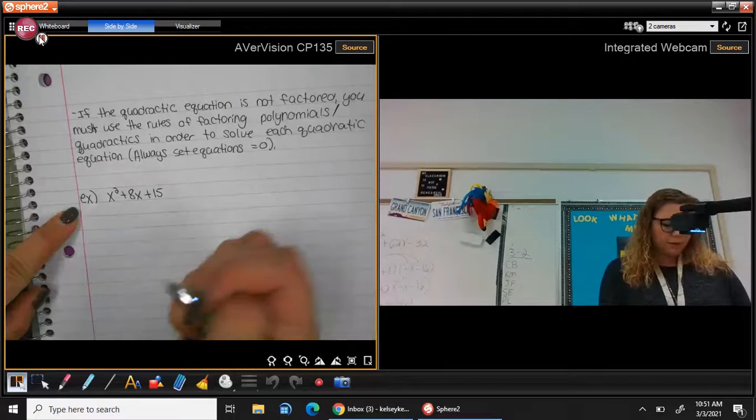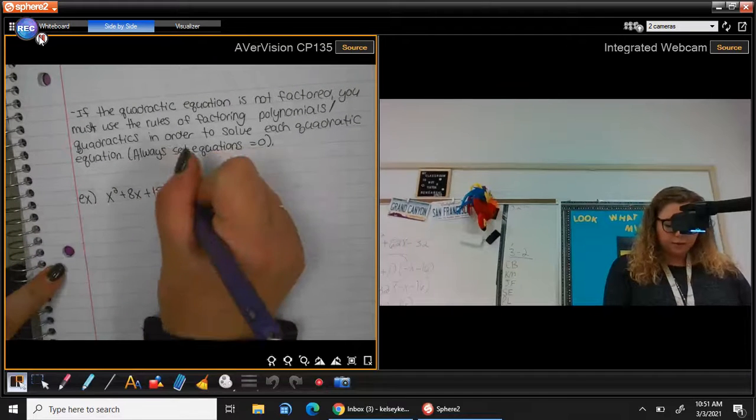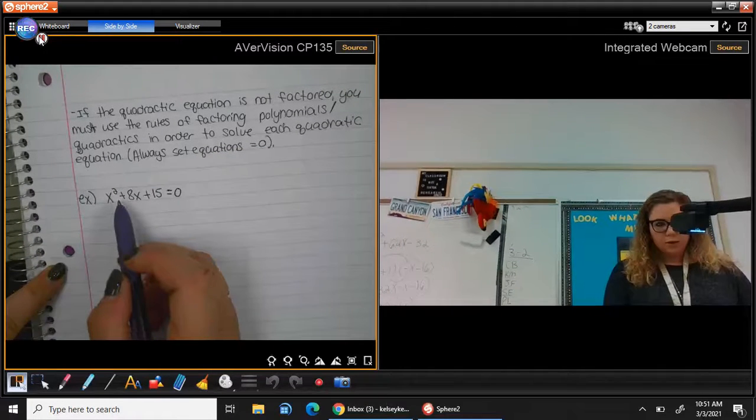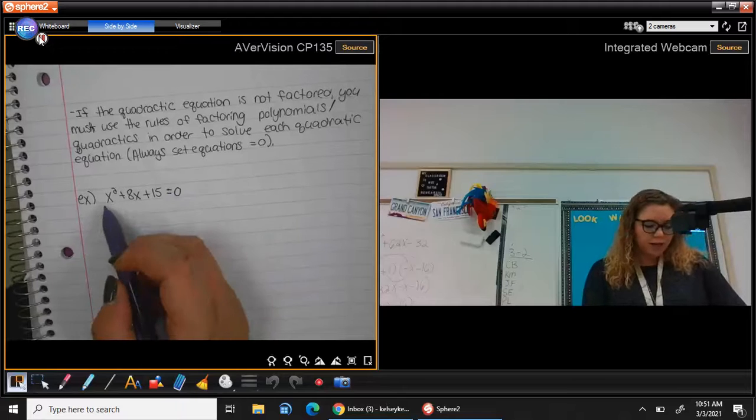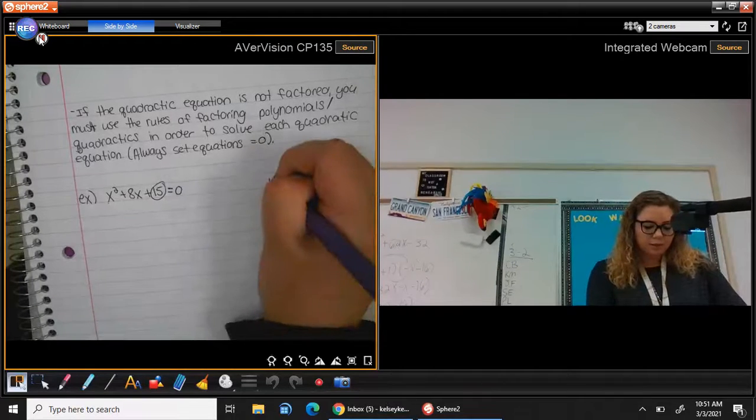Okay, I'm going to first set it equal to 0. And then I'm going to factor it. So this is x squared. I do not have a leading coefficient, so I'm just going to take my c, and write out the factors.